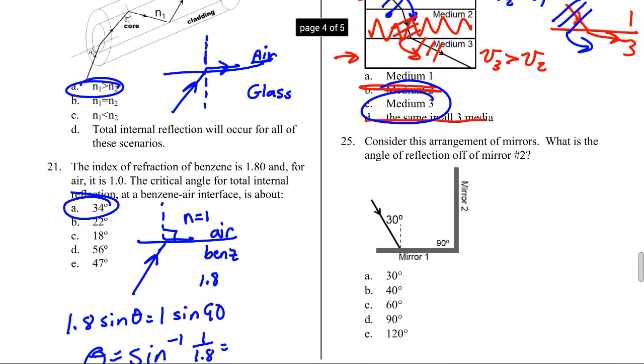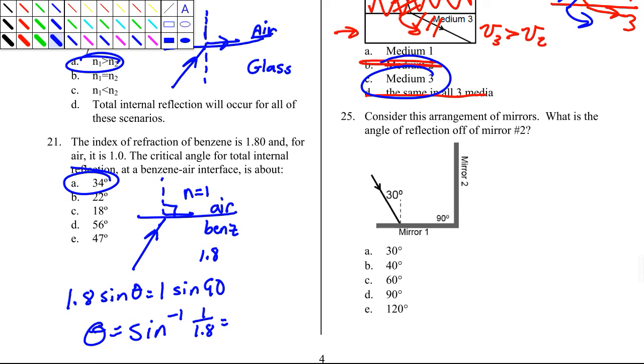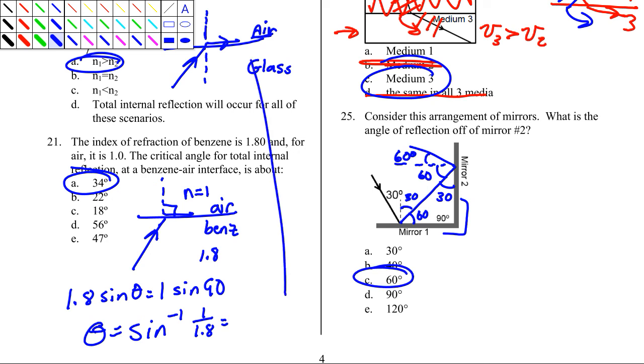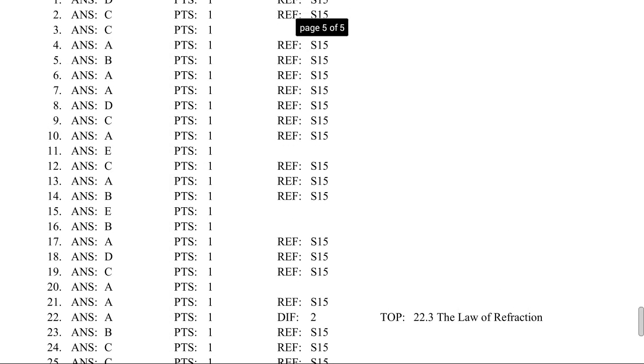All right, and one last one. What is the angle of reflection off of mirror 2? All right, well, I know that this angle is going to be 30 because of the law of reflection. That makes this 60 and this 30 because this is a triangle. And if that's 30, this has to be 60. That means that this angle is also 60 by the law of reflection. So 60 is the right answer. All right, here's the solutions.